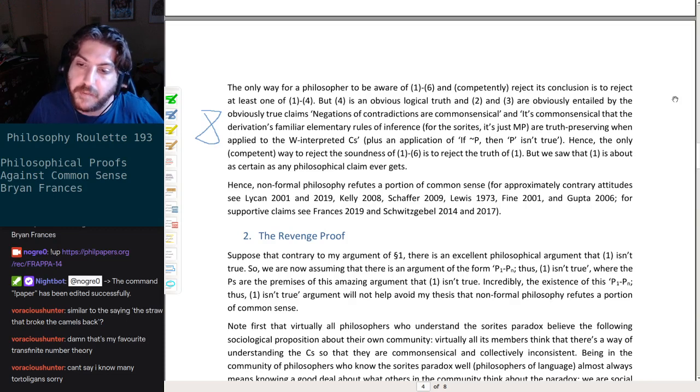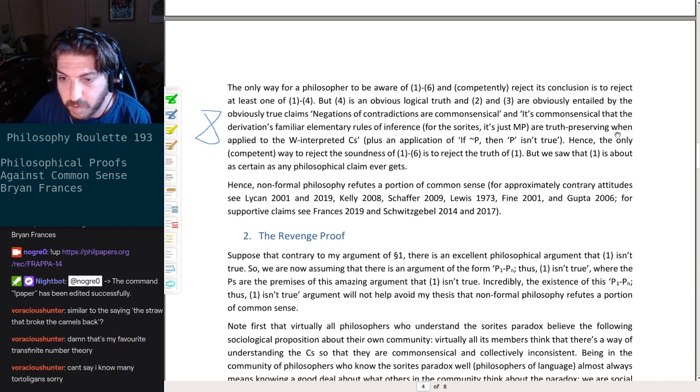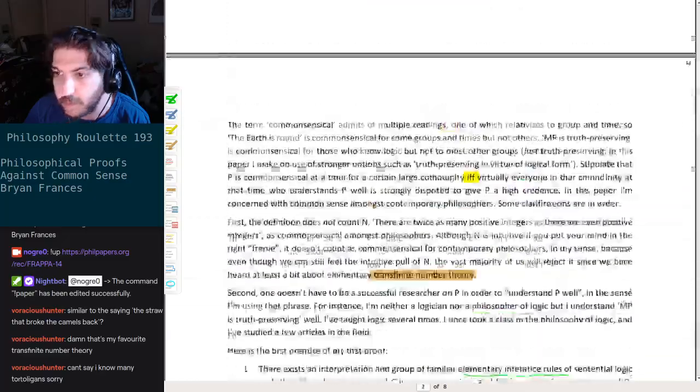So this is the thing. Once you start looking at more logic, you start saying, I don't like what people just assume is clearly logical. That's one of the things. But we saw claim 1 is about as certain as any philosophical claim ever gets. I kind of want to go back and look at that now. All right, I'm on page 4. Let's go look at claim 1.